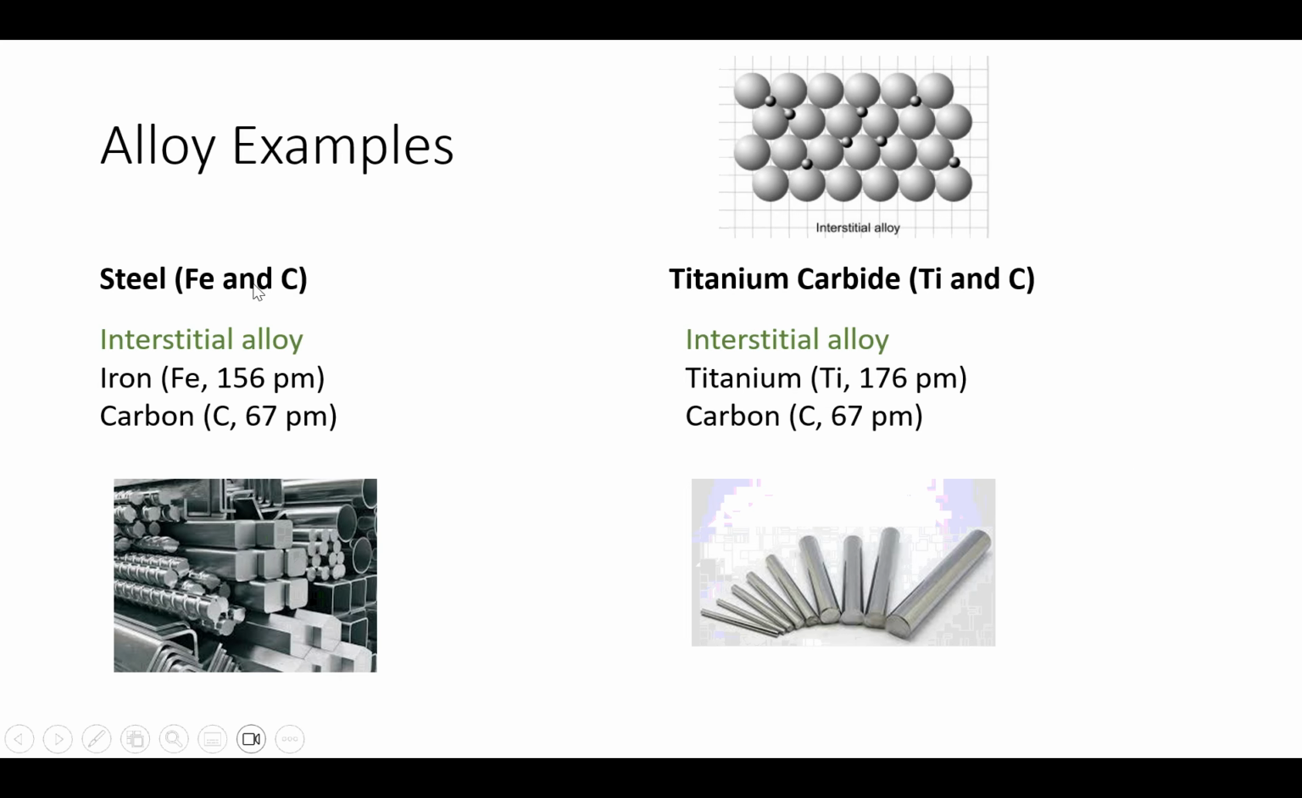Here's some examples of interstitial alloys like steel. So iron's got a radius of 156, carbon's like 67, so it's less than half the radius of iron. And then titanium carbide, similar thing happening here. So in this case, the carbon atoms are much smaller than the metal, and so they fit in the in-between spaces, and that makes these alloys much harder.